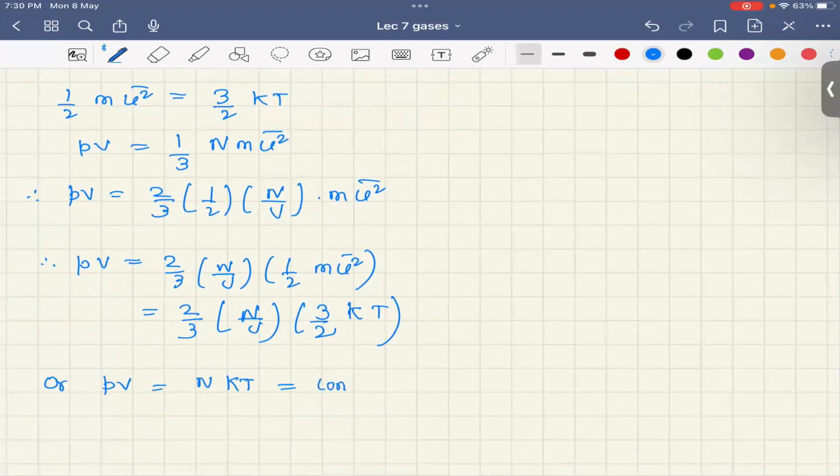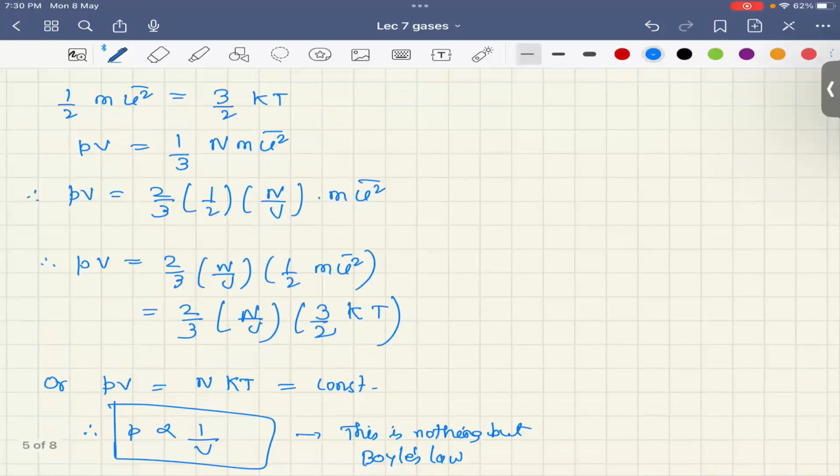This is nothing but constant. Hence, we can say P is inversely proportional to V, right? This is nothing but Boyle's law, right?